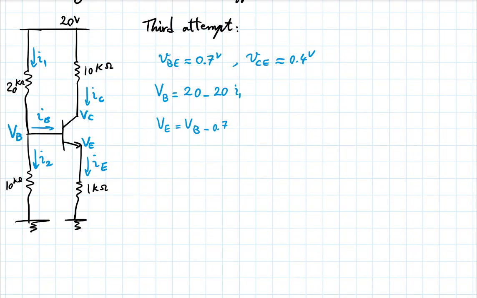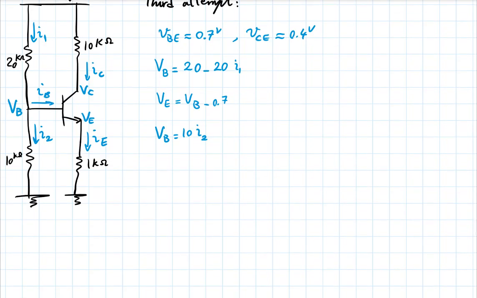I also know that VB itself can also be written as 10 times I2 going up from ground. What else do I know? I know that VE can also be written as 1K times IE, right? I know that VC can be written as 20 minus 10K IC.